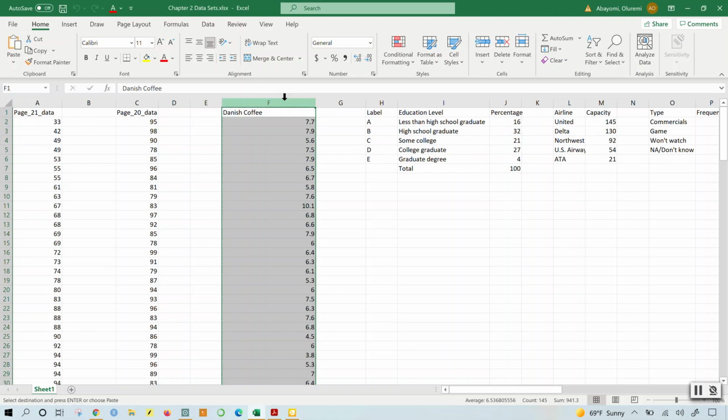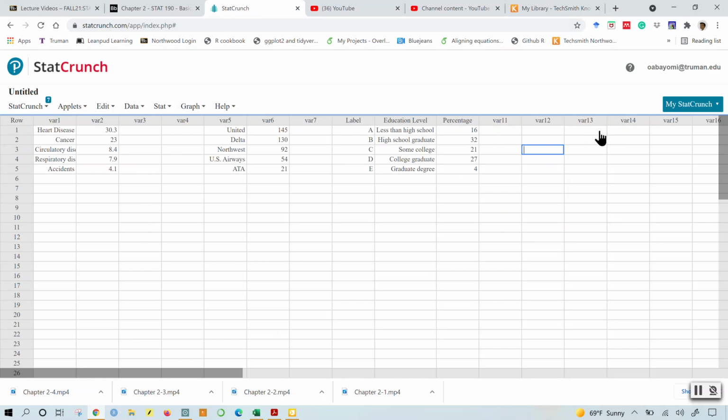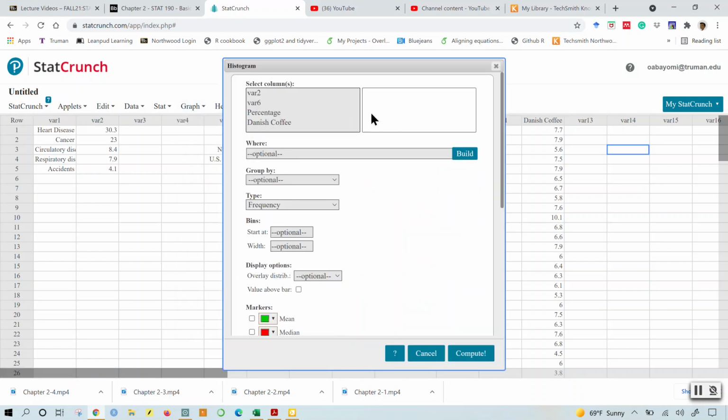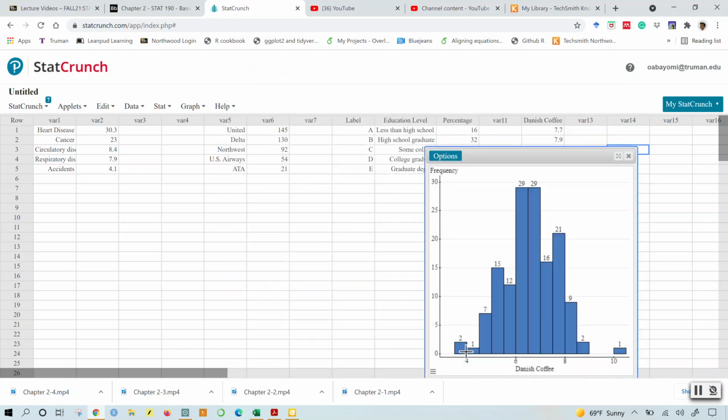I'm going to copy it and take it to StatCrunch. And right here in StatCrunch, I am going to click on the variable name and paste. So I have the Danish coffee, and I'm going to go over to Graph, and you can see Histogram right here. I would like to graph that of Danish coffee because that is the title of that column. In this case, I would like value above bar, and I'd like to compute just to see what happens. Good. So I have my histogram. It is ready.